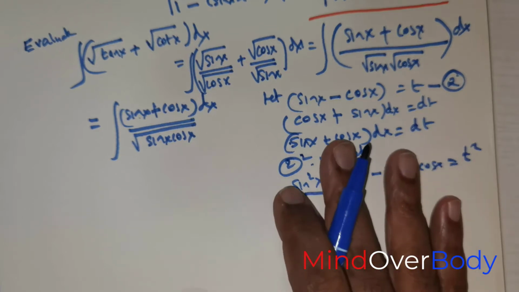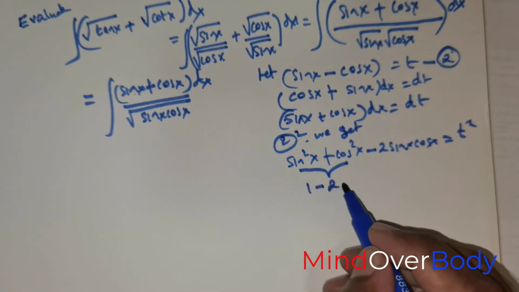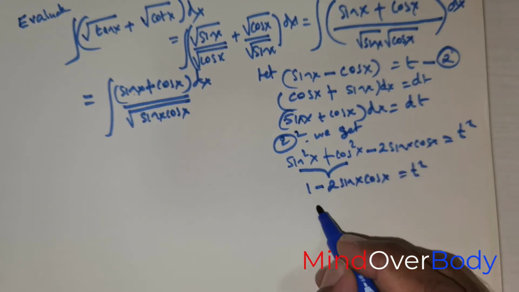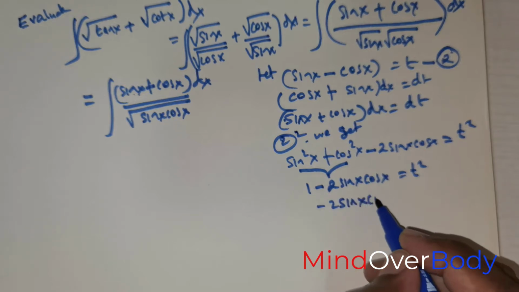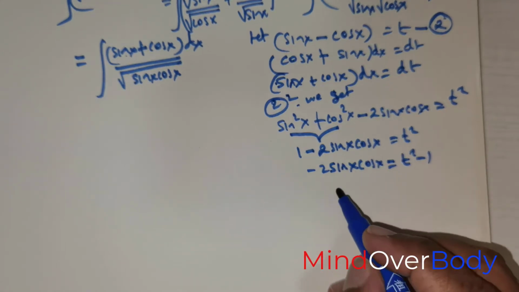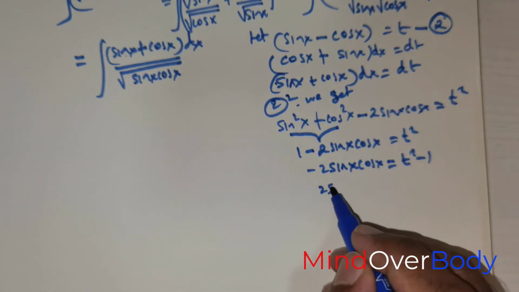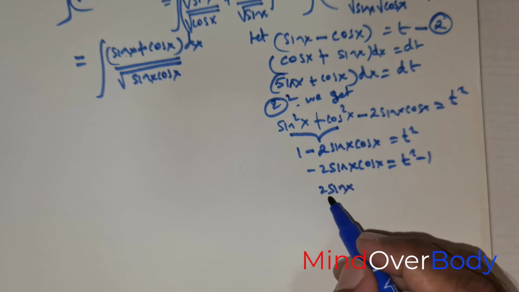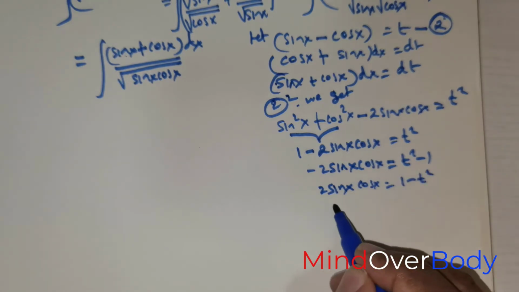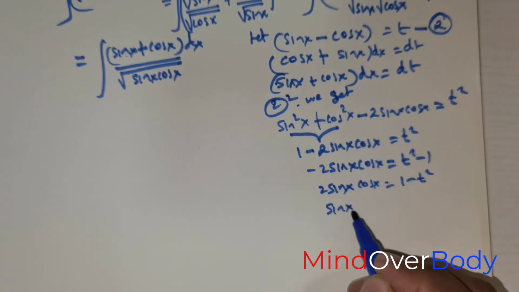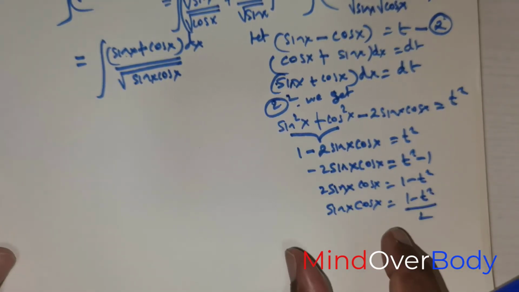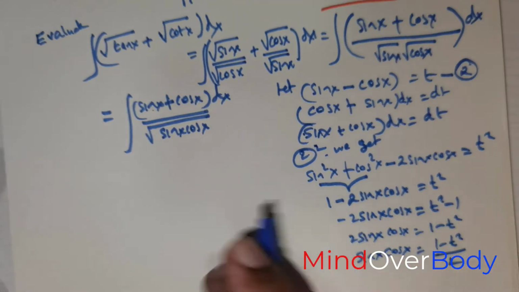Now sin squared x plus cos squared x is 1, followed by minus 2 times sin x cos x is equal to t squared. I push the 1 to the other side. That would give me minus 2 times sin x cos x is equal to t squared minus 1. I want a positive sin x cos x, so I need to get rid of the negative sign. So I now have 2 times sin x cos x is equal to 1 minus t squared. I push the 2 to the right. So sin x cos x is equal to 1 minus t squared divided by 2. So in place of sin x cos x, I've got this term. So let me substitute that.